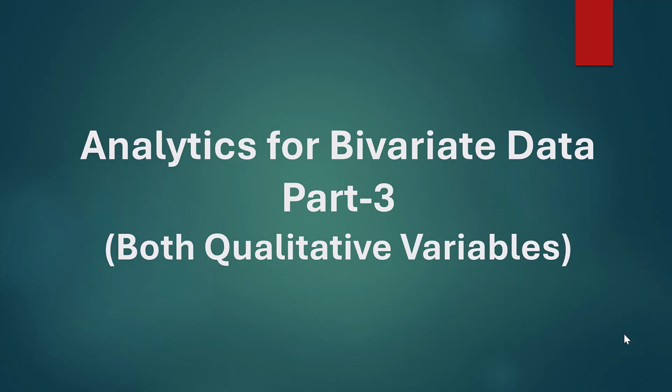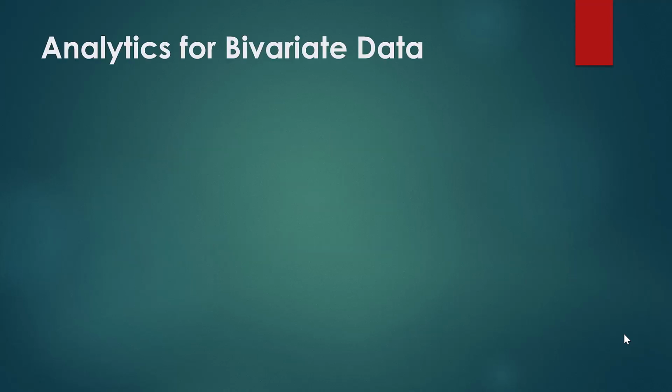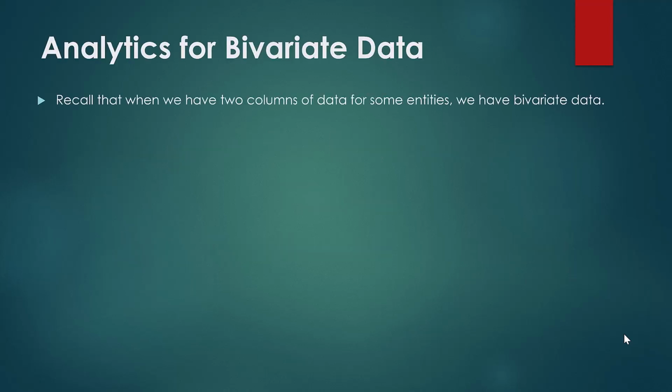This is part 3 of a series of lessons on analytics for bivariate data. In this part, we will consider the case where both the variables are qualitative in nature. So recall that when we have two columns of data for some entities, we have bivariate data.